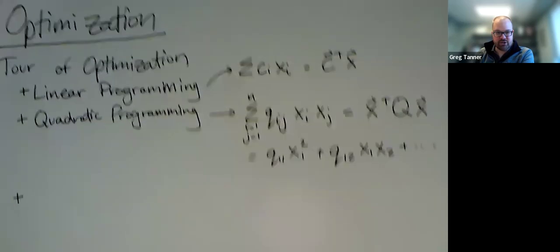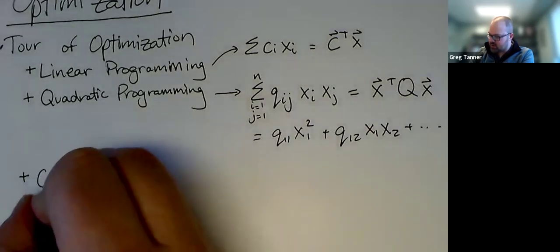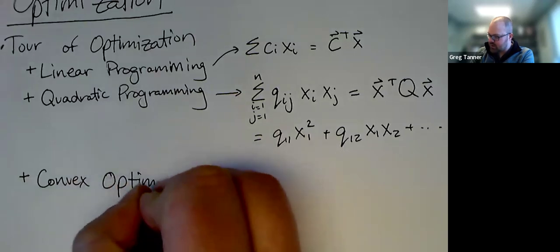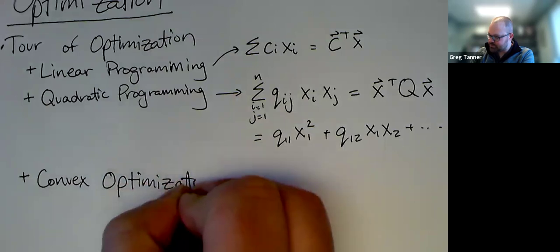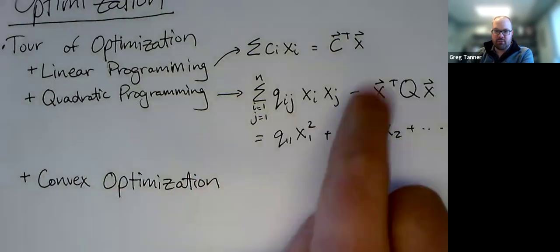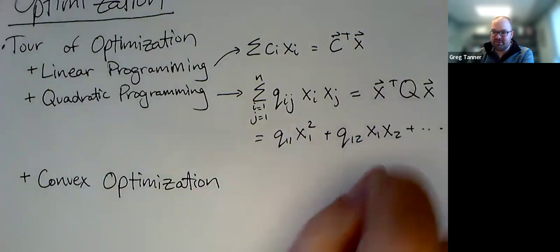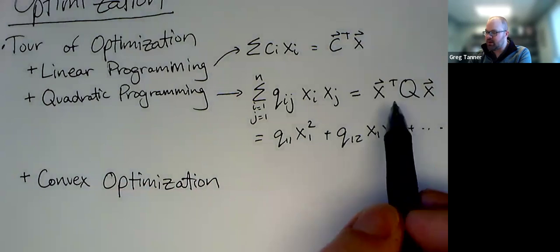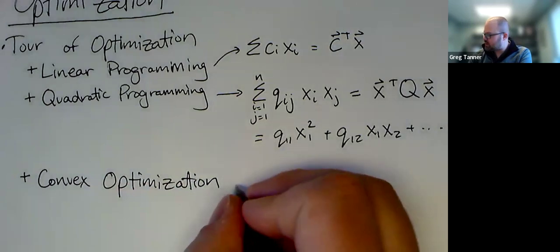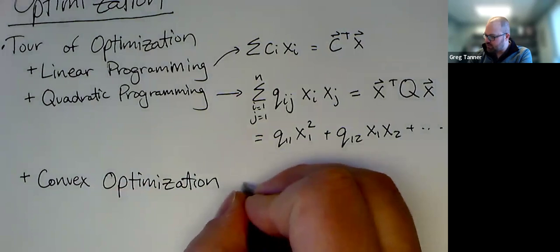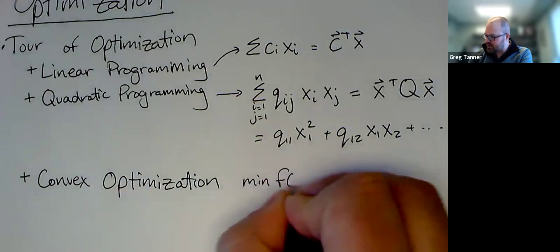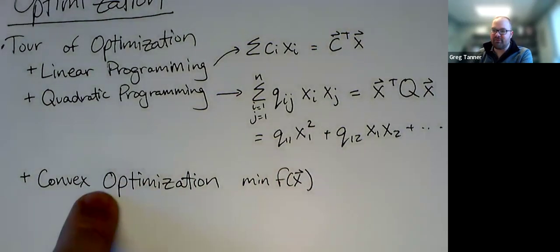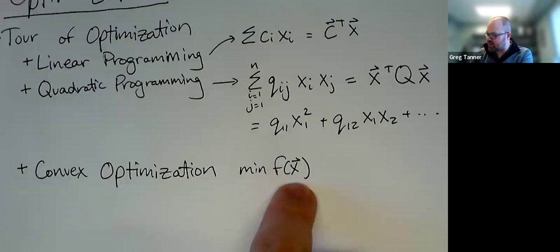The next challenge beyond that is what's called convex optimization. If you have a general objective function, so in both of the previous cases we assumed a specific form for our objective function, either that it was linear or quadratic. But if you have just an objective function where you want to either minimize or maximize some function of your decision variables, you hope it's a convex function. Okay, and so what's a convex function?